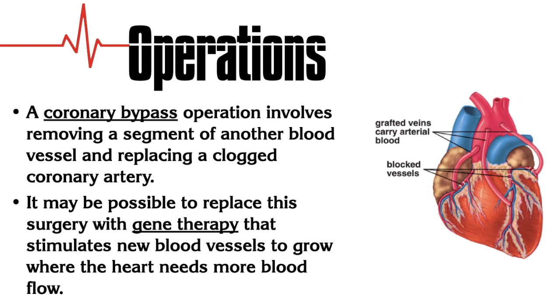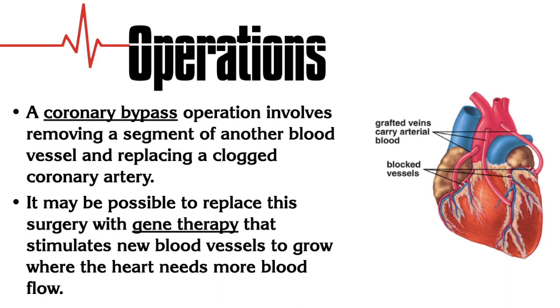Now we're going to talk about 2 types of operations. You have the coronary bypass, which is basically an operation that involves removing a segment of a blood vessel and replacing a clogged coronary artery. And so you can see in the diagram that we are skipping the blocked blood vessels and we are grafting veins to carry the blood from a lower portion to the aorta. So we are skipping the clogged blood vessels and going straight to the aorta.